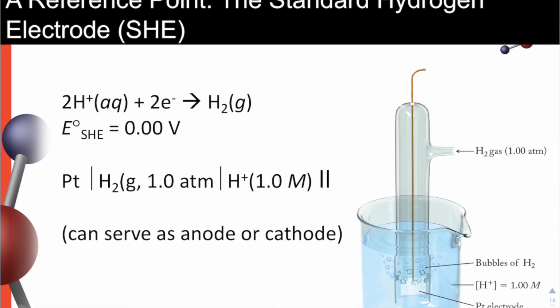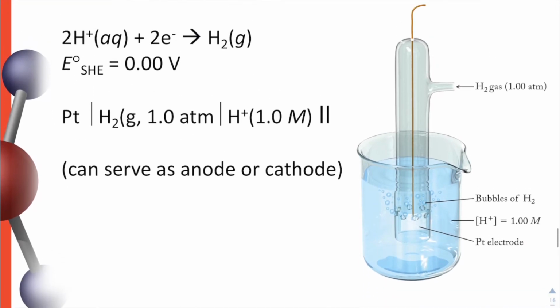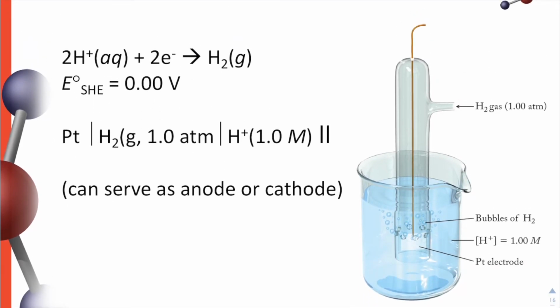All right, so here's how we're going to define our standard potentials. We have to create this reference point. So hydrogen was chosen. This is a little bit tricky, but hydrogen with a platinum electrode. And this is the reaction: hydrogen being reduced, because it's a reduction. We're going to say that half reaction has a voltage of 0.